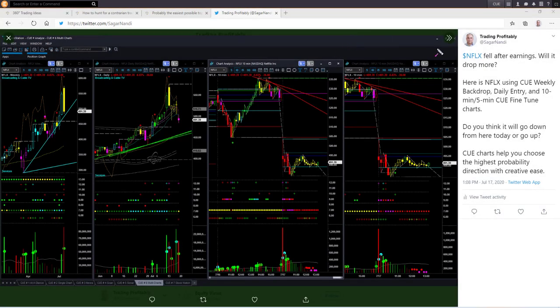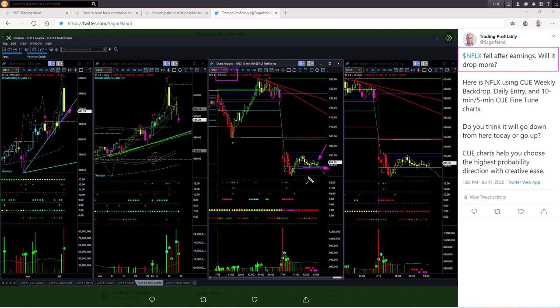From sector analysis, let me divert a bit to Netflix. Netflix fell on Friday after earnings. However, when I looked at it during the market hours around 1 p.m. Eastern Standard Time, I saw that Netflix had a weekly memory support line, and in the fine-tune 10-minute chart, price was holding above the early range low, and the traffic light candle color turned green. Looking at that, I hinted that Netflix might not go down further for the day.